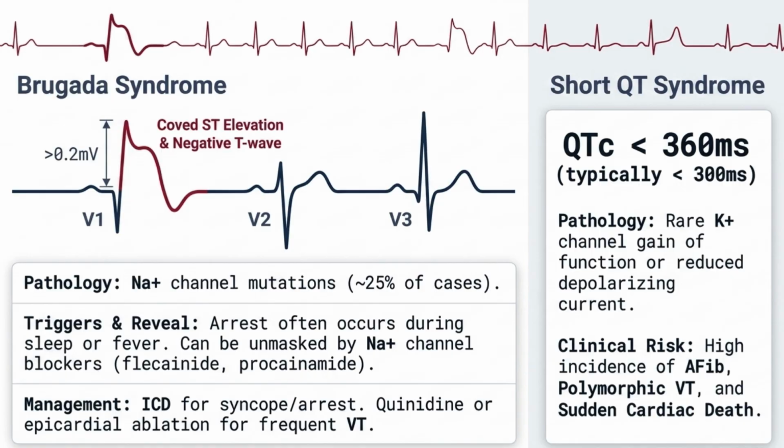Brugada syndrome is characterized by a coved ST elevation in V1 to V3, often unmasked by fever or sodium channel blockers. Conversely, short QT syndrome features a QT less than 360 milliseconds and a high incidence of sudden cardiac death. Both often require an ICD if the patient has a history of syncope or cardiac arrest.